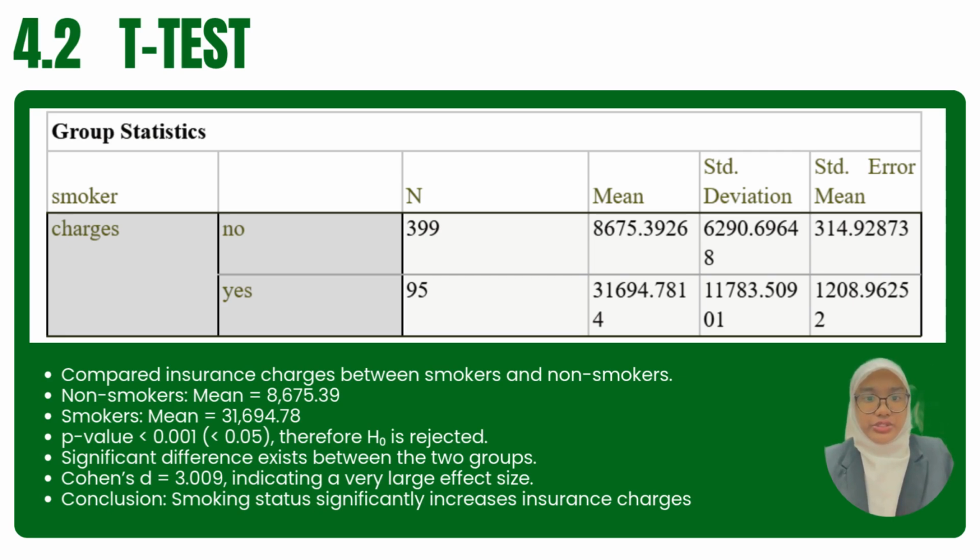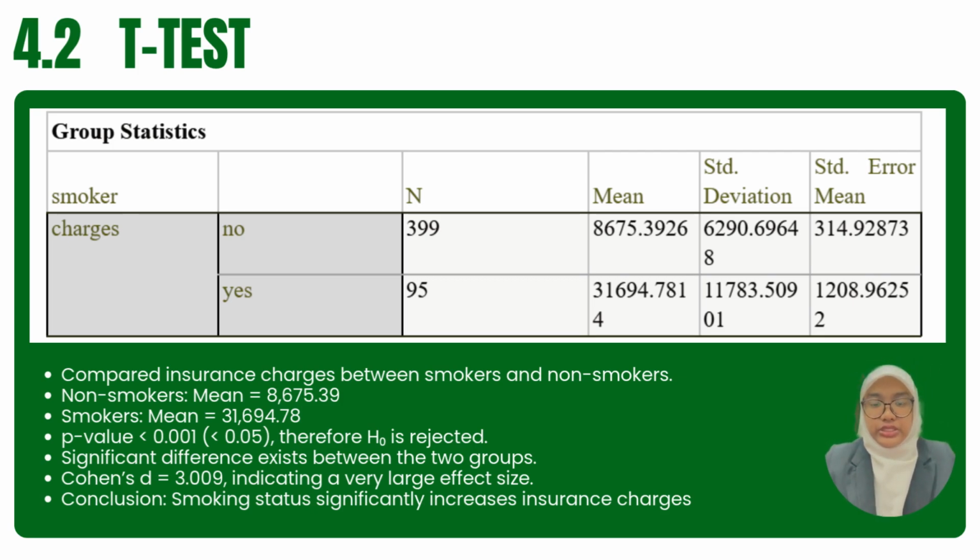substantially higher insurance charges. The t-test results show a p-value of less than 0.01, which is lower than the significance level of 0.05. Therefore, the null hypothesis was rejected. This indicates that there is a statistically significant difference in insurance charge between smokers and non-smokers.